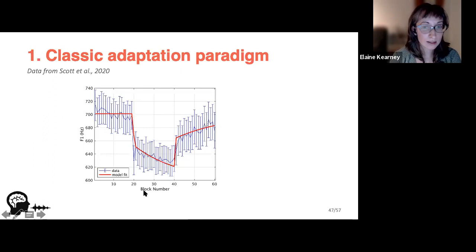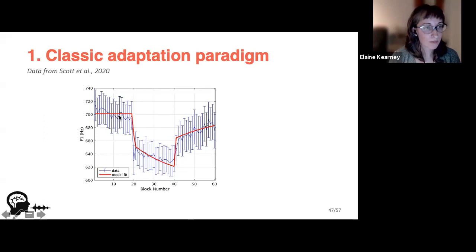On the x-axis, we have trial progression or block progression. The reason this is block and not trial is that we just took the mean over every 3 trials to reduce some of the variability in the data. Then on the y-axis, we have that measure of F1. The blue is showing the actual data as well as the standard error across individuals, and the red is showing the model fit.